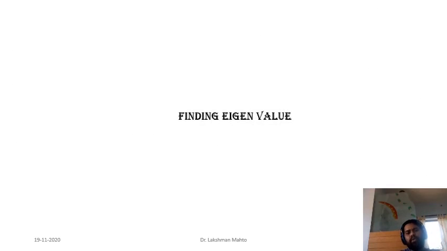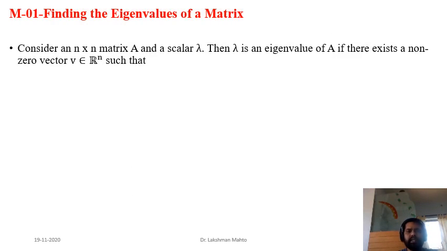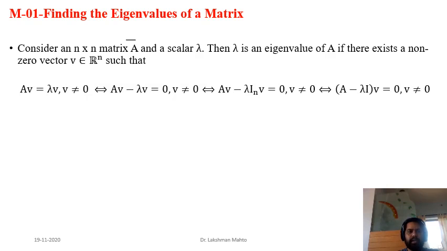Okay, now coming to the most important part of today's lecture: how to find the eigenvalues of a given matrix. That algorithm I will talk about in detail. Consider we have an n by n matrix A, and suppose lambda is an eigenvalue of this matrix. Then lambda is an eigenvalue if there exists a non-zero vector v such that, from the definition of eigenvector, Av equals lambda times v, and here v must be non-zero.